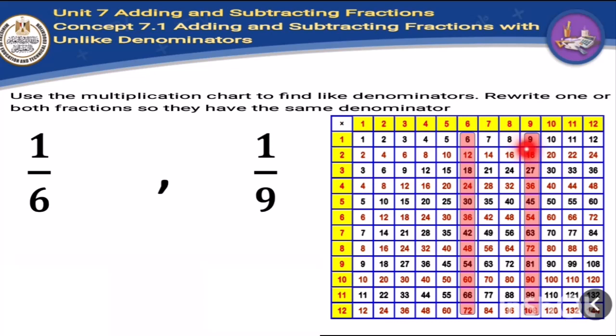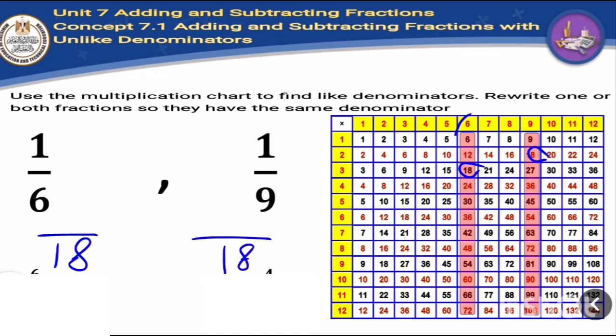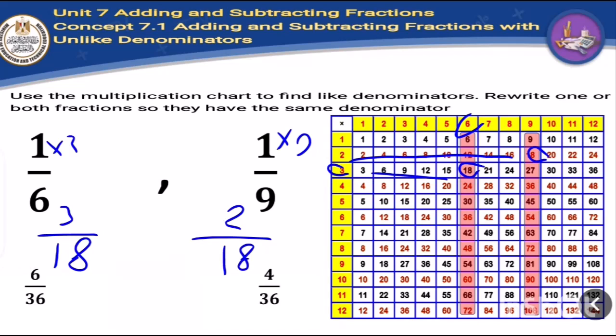Now I will change the denominator to 18 here and 18 here. 6 multiplied by what equals 18? Excellent, 6 multiplied by 3. So I will multiply 1 times 3 equals 3. Here, 9 multiplied by what equals 18? 9 multiplied by 2. I will multiply 1 by 2 equals 2. We finish. We have two fractions with like denominators. Can I use other multiples? I can use 36 as a common multiple, and the answer will be 6 over 36 and 4 over 36.